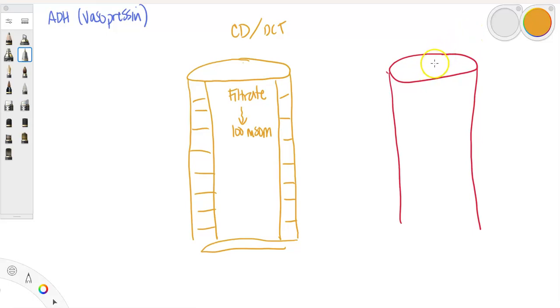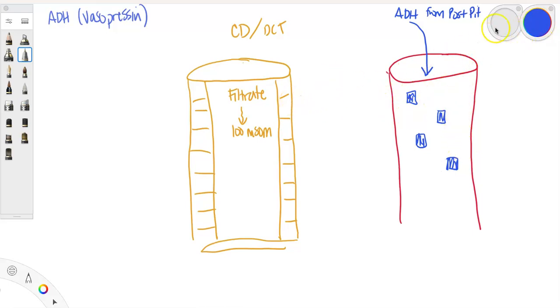Okay. So in the other video, we said that the hypothalamus, when the osmolarity is high, the particles are high, fluid is low, so it releases ADH. So ADH is released from the posterior pituitary. So it goes in here. Here's my little hormones going into the blood. Okay.